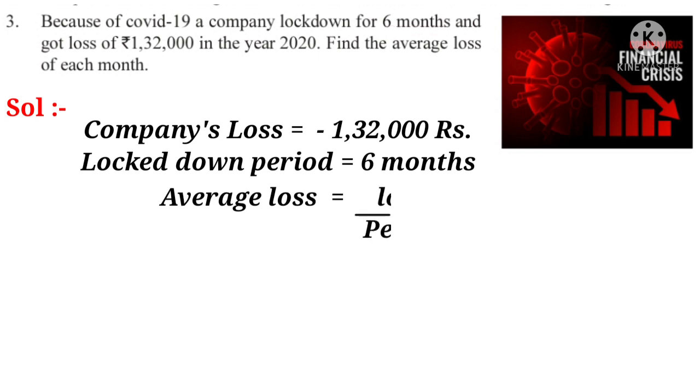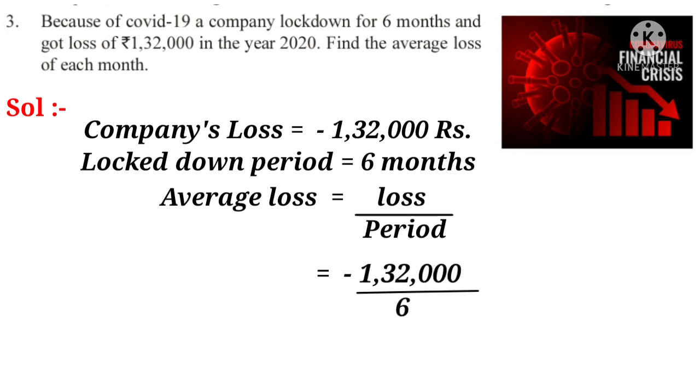So average loss is equal to loss by period. That is equal to minus 1,32,000 by 6. Minus divided by plus is minus. On simplification by 6, 6 22,000. That is equal to minus 22,000 rupees is the loss.